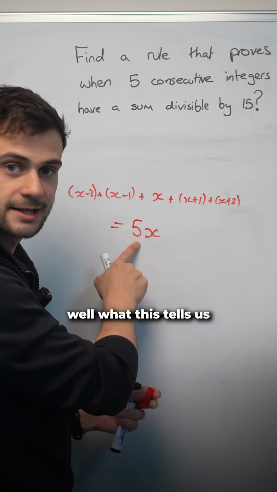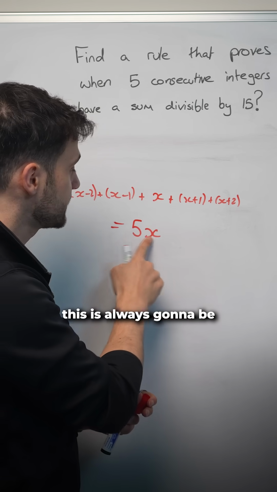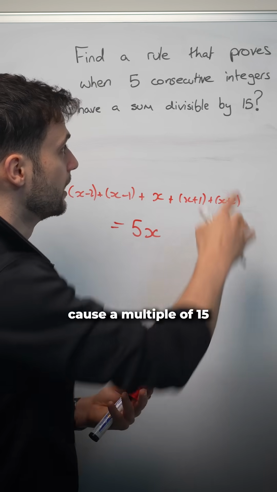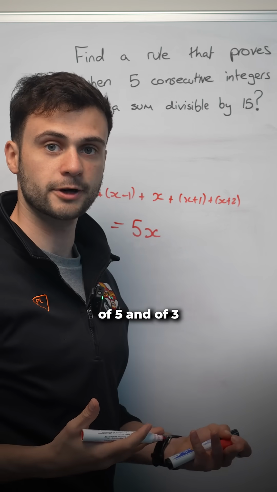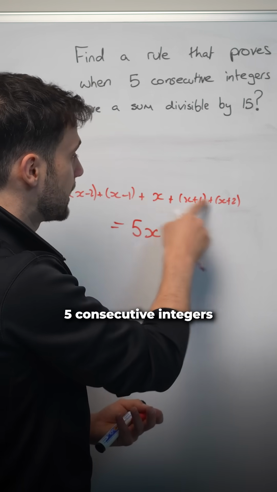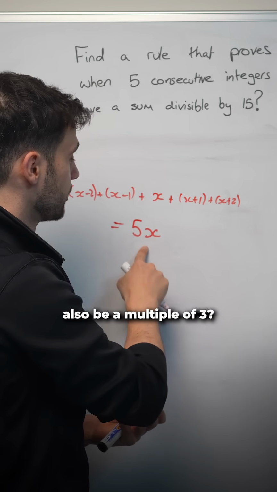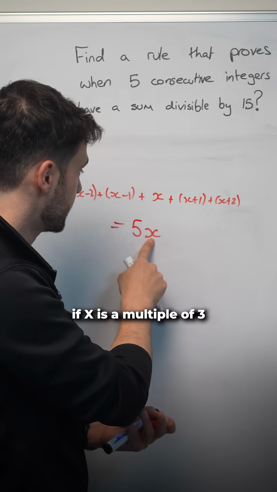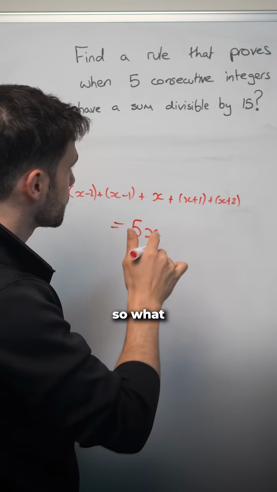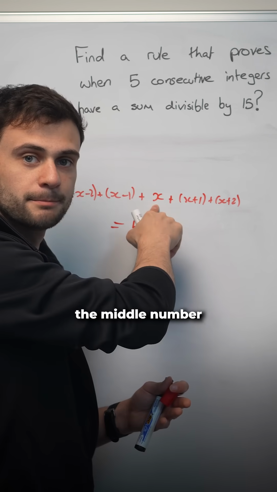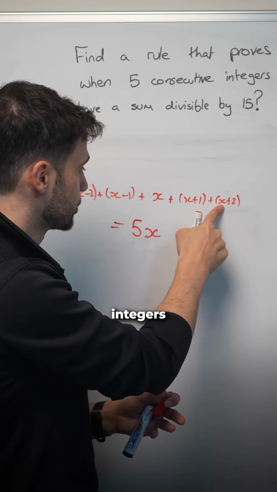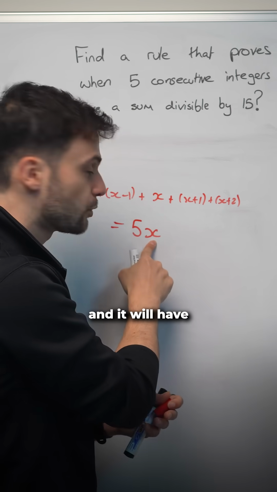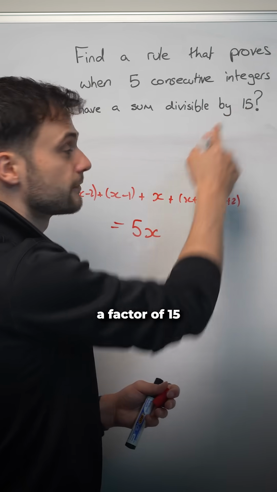Well, what this tells us, because it's 5x, is that this is always going to be a multiple of 5. And that's helpful because a multiple of 15 must be a multiple of 5 and of 3. So when will our sum of 5 consecutive integers also be a multiple of 3? Well, when x is a multiple of 3, right? If x is a multiple of 3, then this will be a multiple of 15. So what this tells us is whenever the middle number of our 5 consecutive integers is a multiple of 3, then the sum will have a factor of 5 and it will have a factor of 3. Thus, it will have a factor of 15.